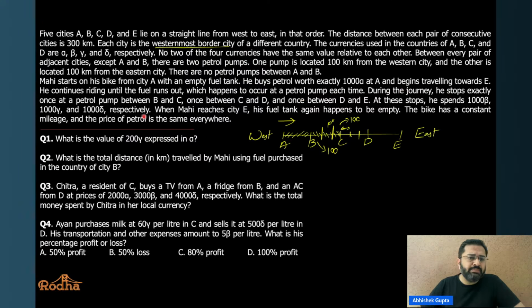During the journey, he stops exactly once at a petrol pump between B and C, once between C and D, and once between D and E. ये तो obvious है कि यहाँ नहीं हो सकता, because there is no petrol pump. It's already mentioned in the question.